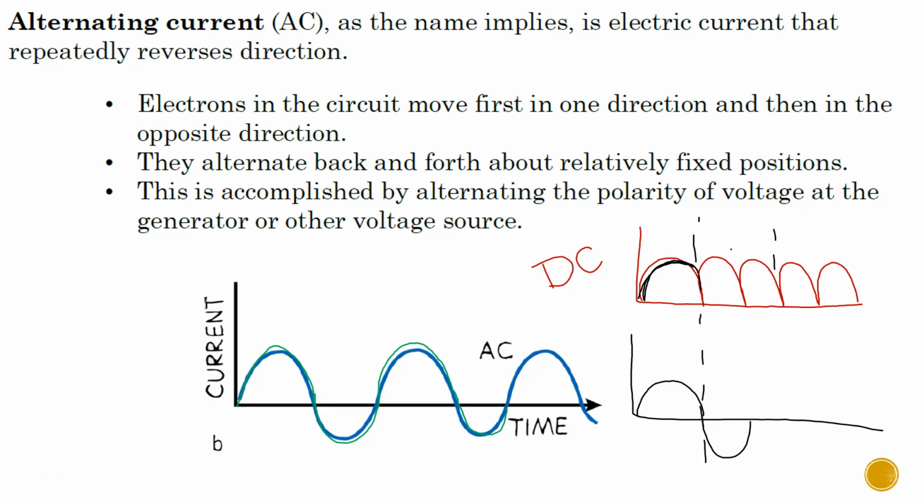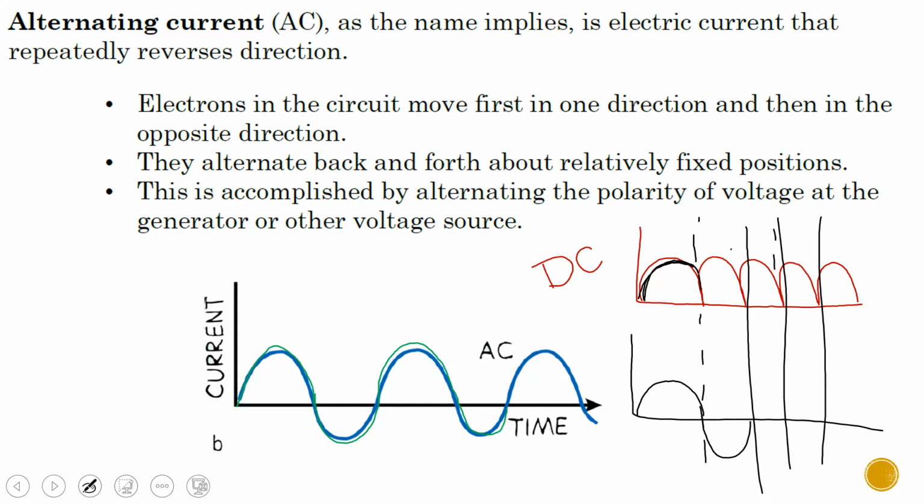Let's see at this fixed point. At the first point, it comes in one direction. If it is DC, it will continue in the same direction. But since it is AC, it does not continue, it will reverse back. Then it alternates back and forth until it finishes. This is an AC. It is an alternating current.